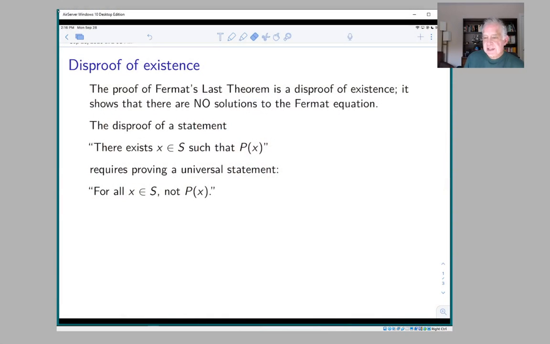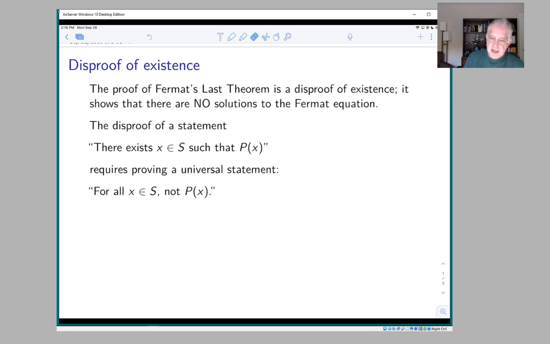So in the previous discussion, we talked about theorems of the form, for all x of a certain type, something is true. And we showed that the negation of such a thing amounts to proving the negation of a for all statement, which means proving a there exists statement. You have to find a counterexample.